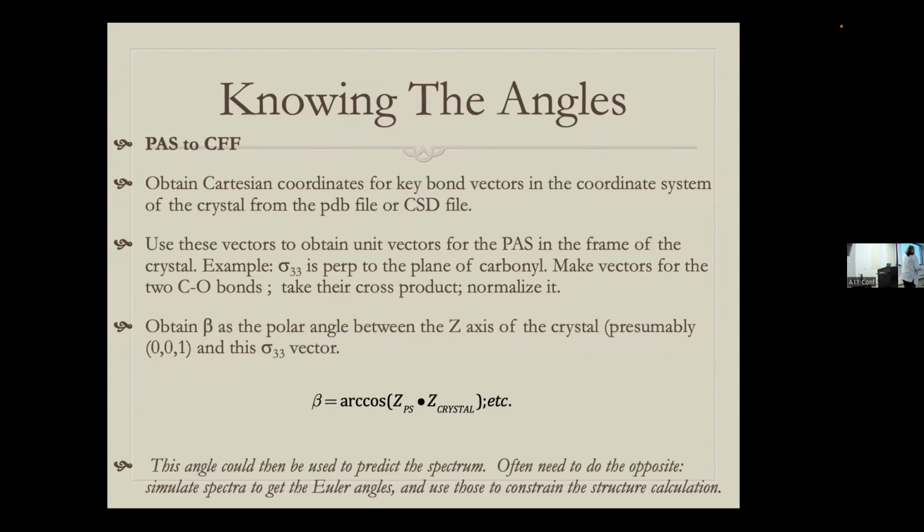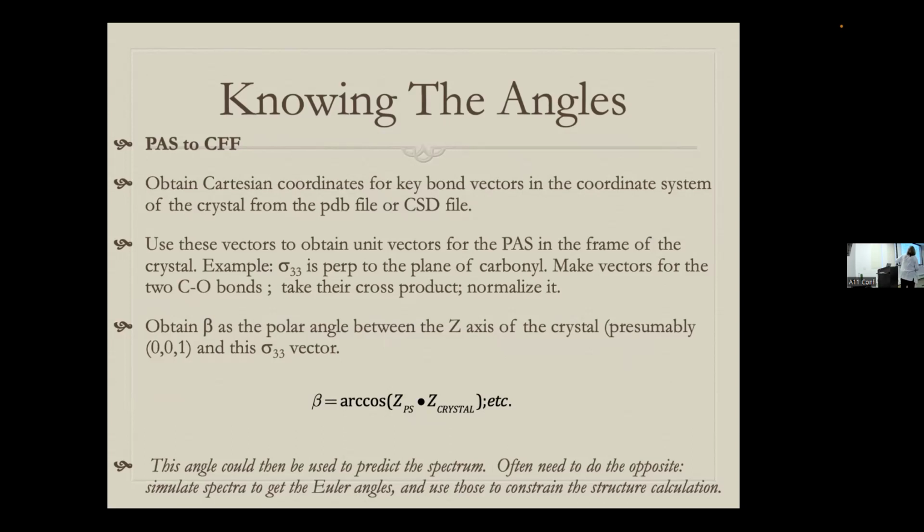You can get that out of the crystal structure database. You might be able to just make it up for some cases. You use these vectors to obtain unit vectors for the principal axis system. Here's an example. We know that sigma 3,3 is perpendicular to the plane of the carbonyl. So I need a vector that's perpendicular to the plane of my particular carbonyl. What I'm going to do is literally take the CO bond as a vector, just get the coordinates of the atoms and subtract them, get the other CO bond. Now I've got these two vectors. Now I'm just going to take their cross product. And now I have a vector that's perpendicular to the plane.